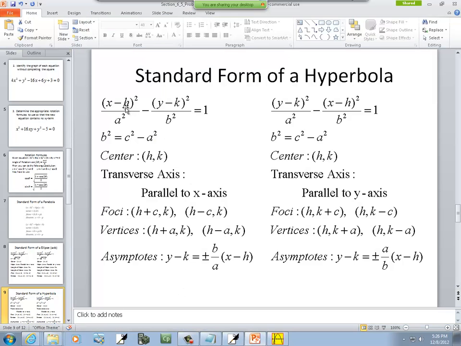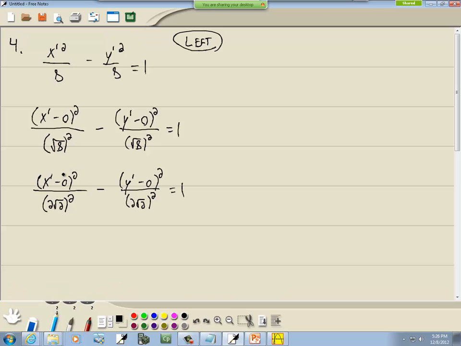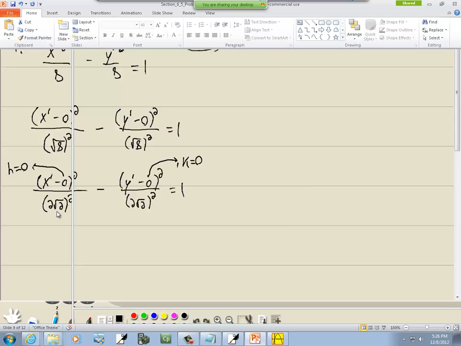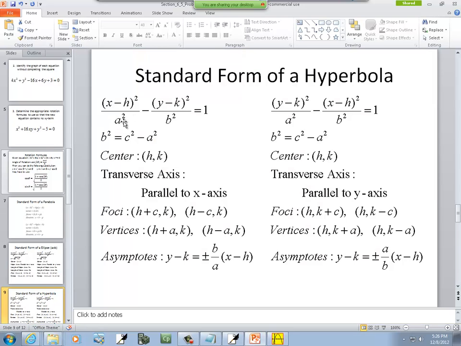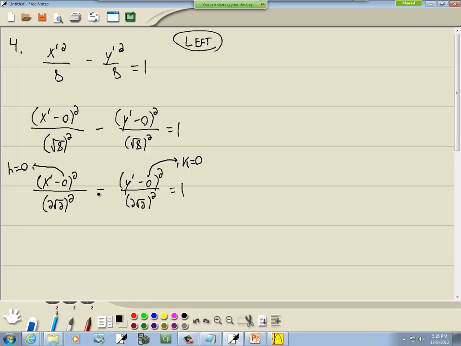Okay, so working with the formula on the left. Our h is this right here, and it would be opposite sign, but 0 doesn't have a sign. This is our k, and it would be opposite sign, but 0 doesn't have a sign, so it's a 0. The number under our x squared is an a, so a is 2 square root of 2, and this would be our b, 2 square root of 2. Well, we need our c.